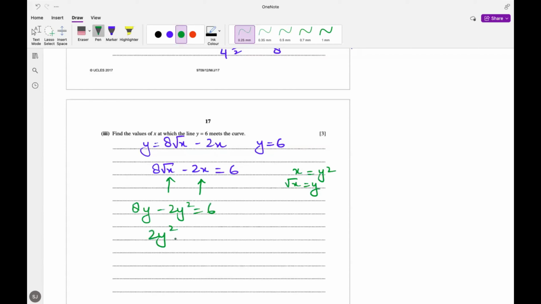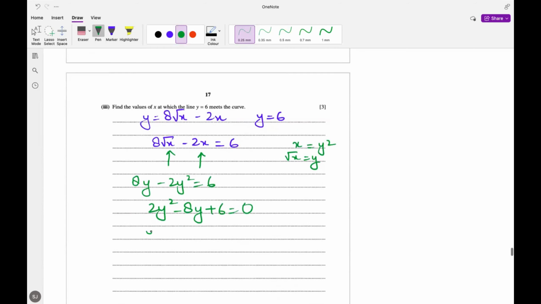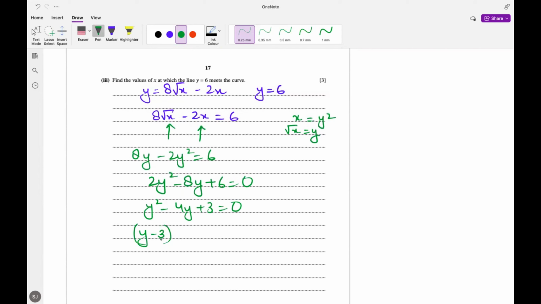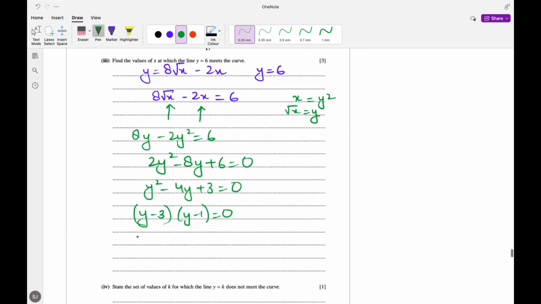Rearranging this, we can write it as 2y squared minus 8y plus 6 equals 0. Dividing the equation by 2, we'll get y squared minus 4y plus 3 equals 0. Factorizing, we'll get y minus 3 and y minus 1 equals 0. So the values of y are y equals 3 and y equals 1. As x was equal to y squared, substituting y equals 3, we'll get 3 squared. So one of the values of x is 9, and the other value of x will be, as y is 1, 1 squared, which is 1. So the two values of x are x equals 9 and x equals 1.